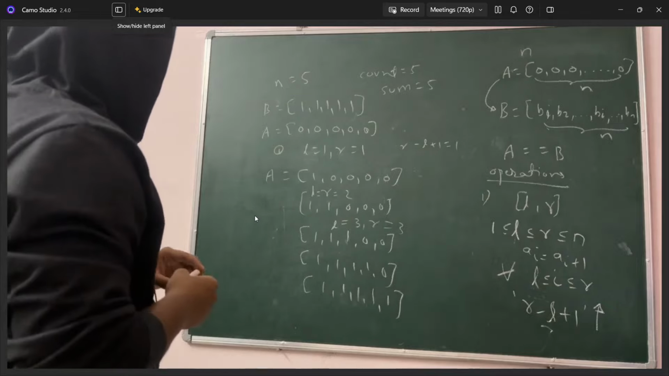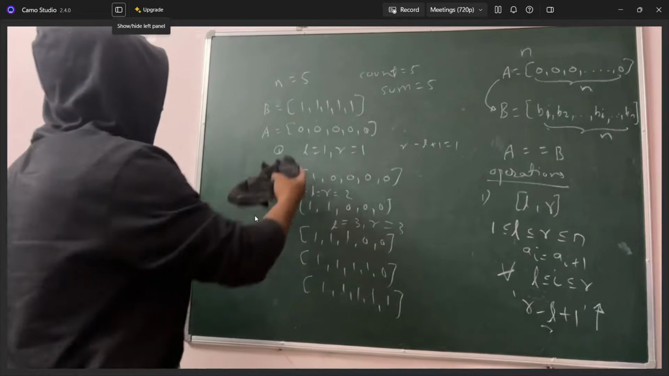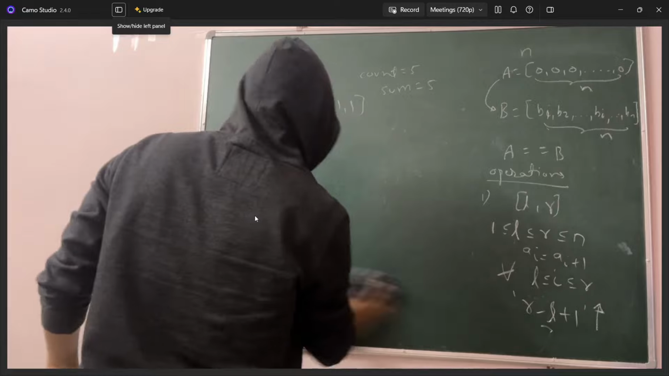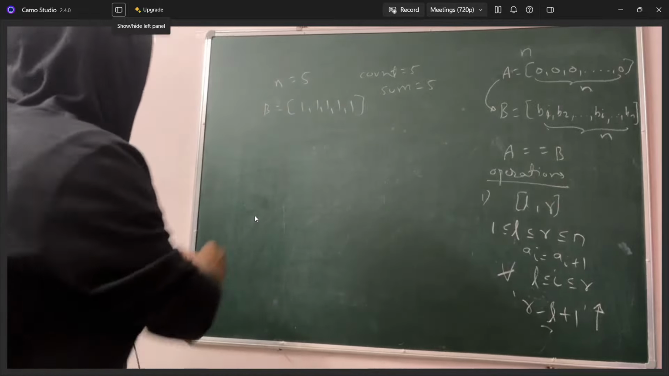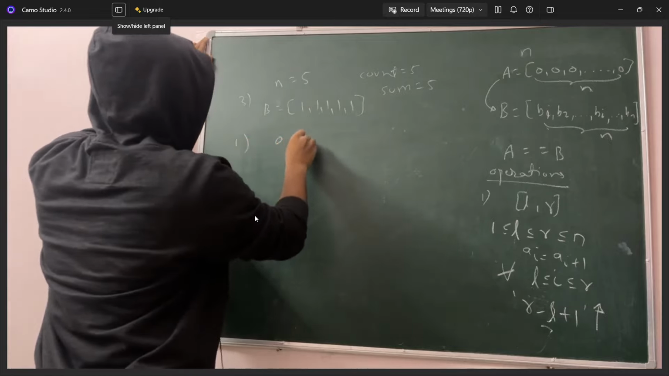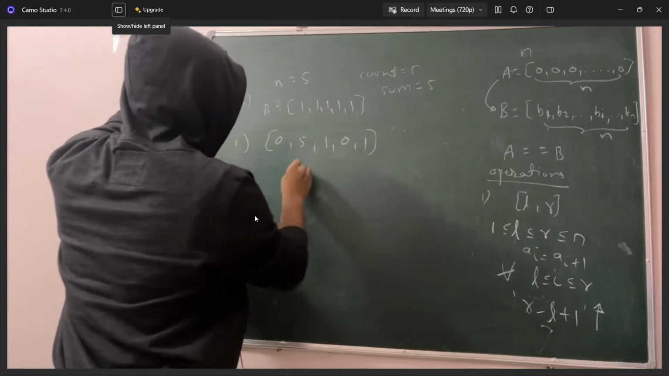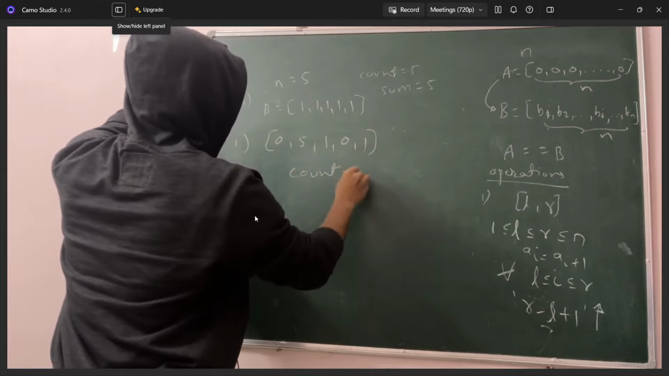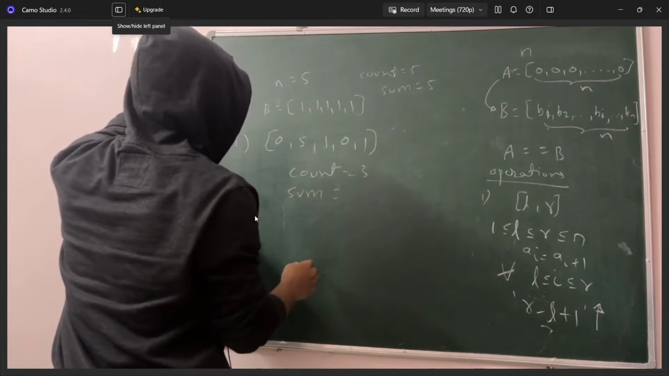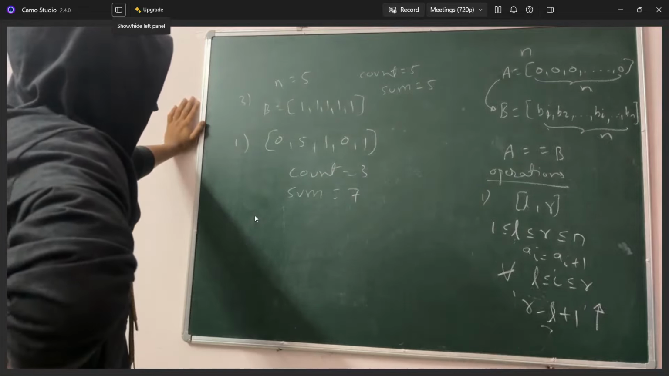Okay, so how do we solve this? I think here I have written something that will give us a clue. This was the third example. I'll take the first example also. It was 0 5 1 0 1. This was the thing. So in this case your count of positive elements is 3, and the sum of the entire array is 7, right?